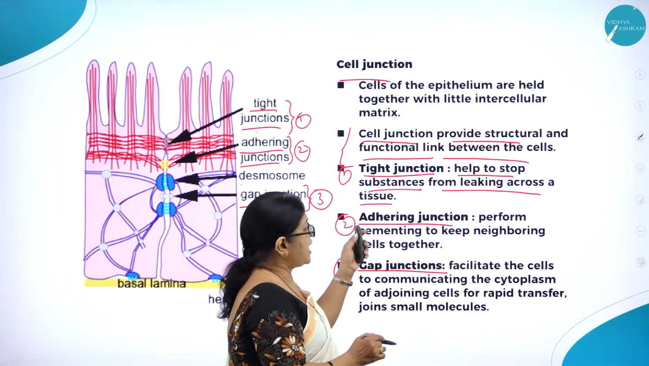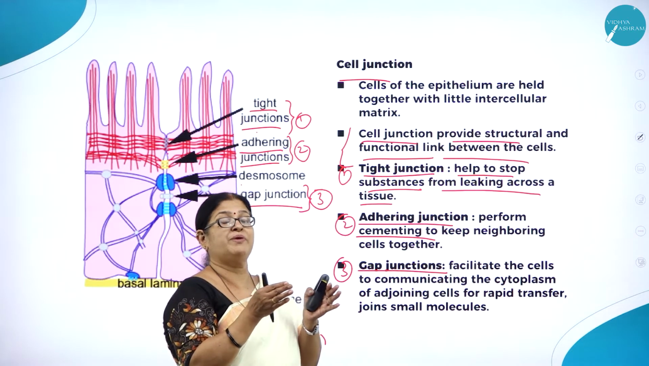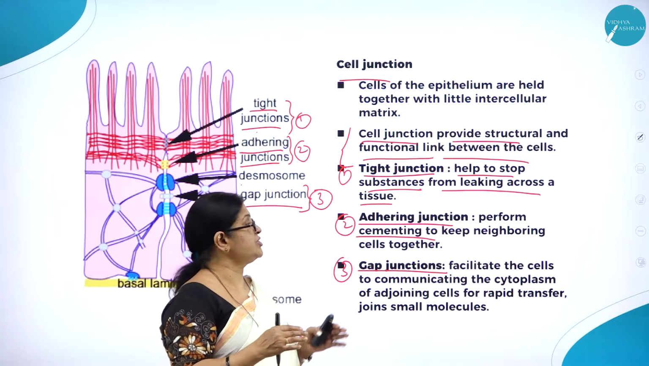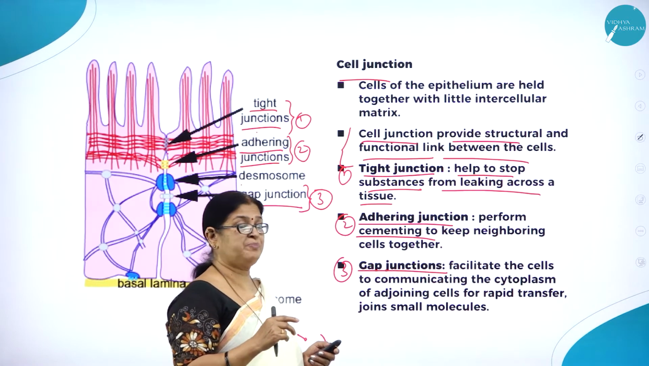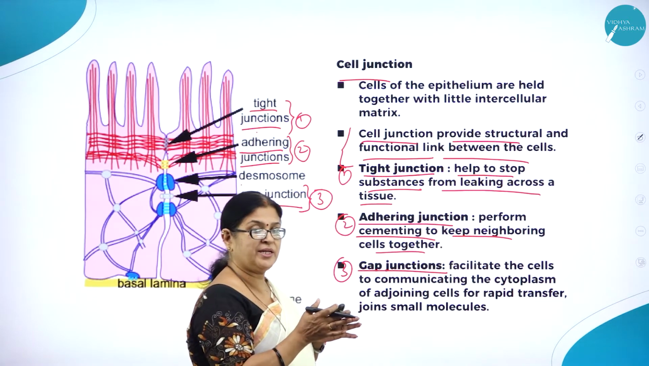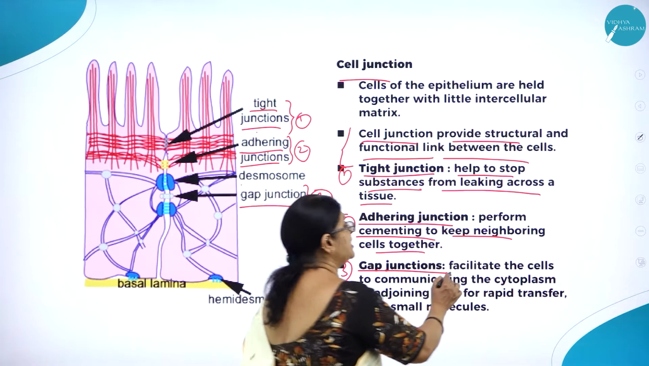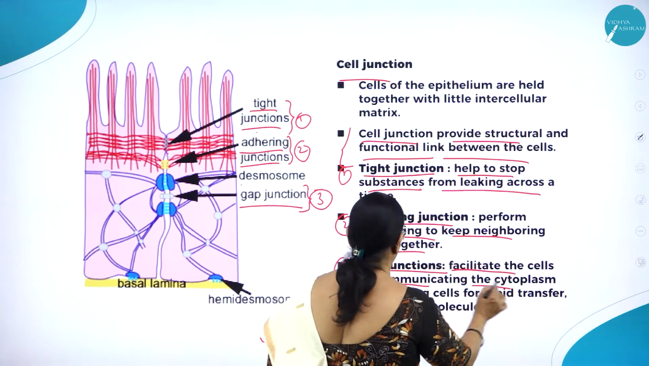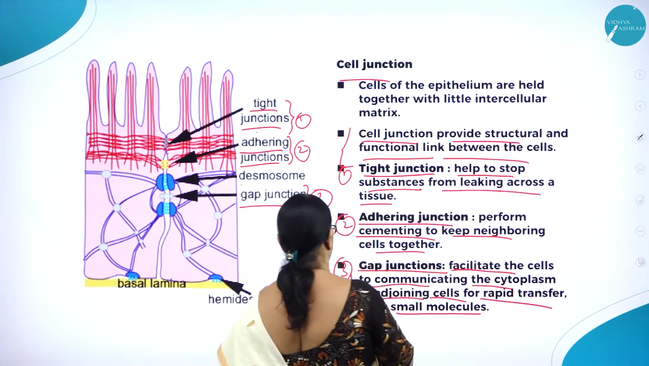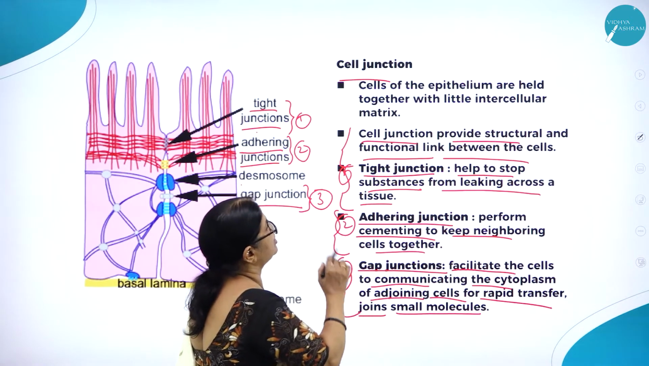So next, adhering junction performs cementing. You know what is cementing? Binding substance, like how cement binds the brick and the sand. So in a similar way, adhering junction performs cementing to keep neighboring cells together, to bind the neighboring cells together. Hence the name adhering junction. What is gap junction then? It facilitates the cells to communicate, connecting the cytoplasm of adjoining cells for rapid transfer of small molecules. Hence it is called as what? Gap junction. Right.